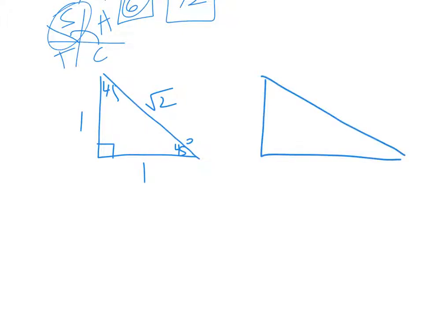So this is 30 and this is 60. Across from 30 is 1, 2, and rad 3. What if they're switched, the 60 and the 30? Well, the rad 3 is always across from 60, because 1 is smaller than rad 3.